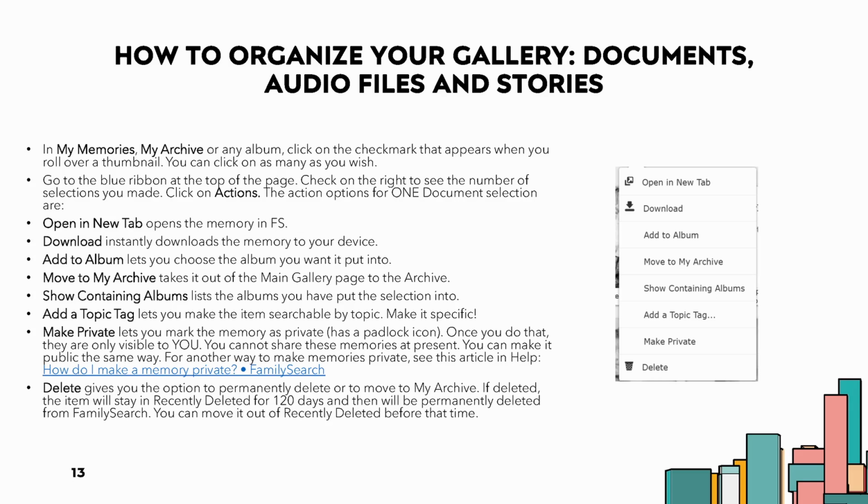There's also that little FamilySearch article in Help that gives you a little bit more information about that. And then the last one is to delete. Now, it says to permanently delete when it comes up, but if you permanently delete it, it'll still stay in your archive for 120 days unless you go into that recently deleted archive and actually delete it again. You can move it out. You can move it wherever you want still, but it's going to be in that recently deleted archive.